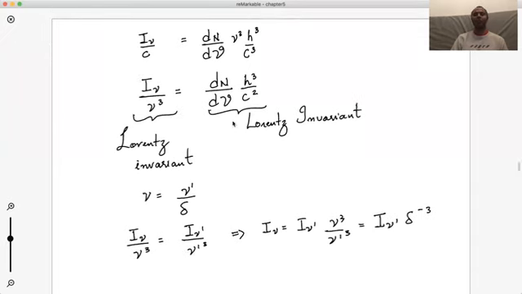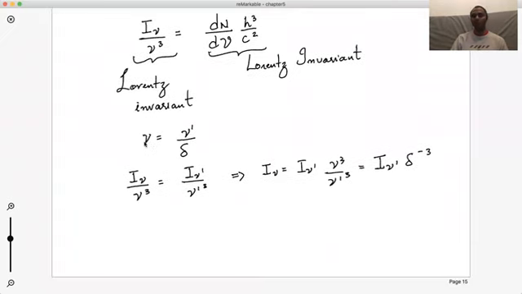Okay, so now you immediately know how I nu is going to transform, because you know how nu transforms, right? So you go back to your formula for relativistic Doppler shift. This is how nu transforms. And now you know that I nu by nu cube has to be Lorentz invariant. So you can immediately figure out how I nu is going to transform. So you know how specific intensity transforms now.